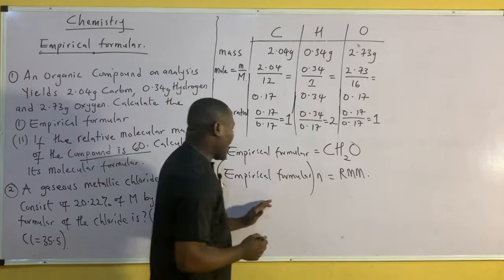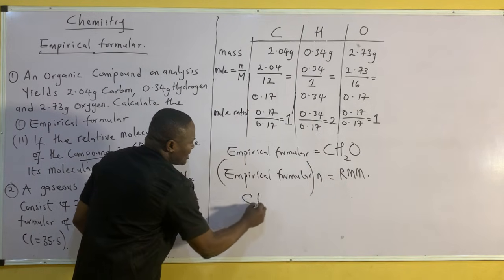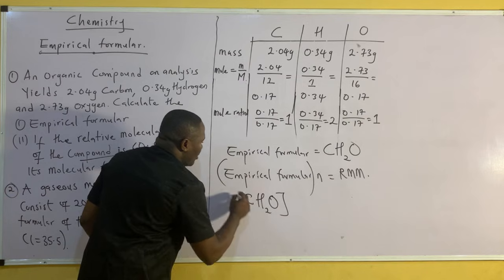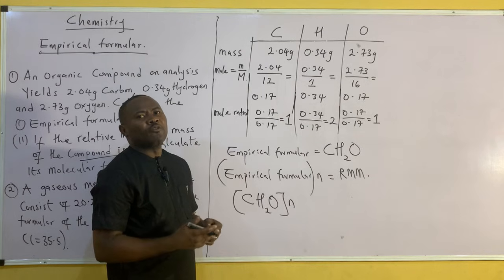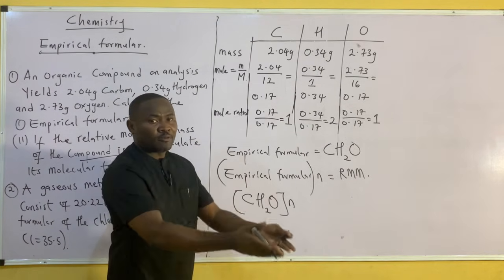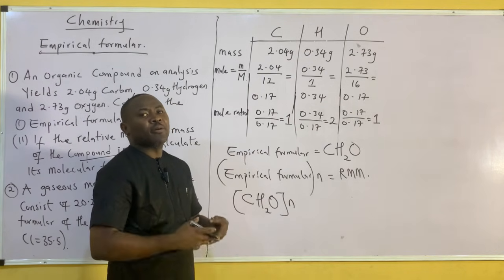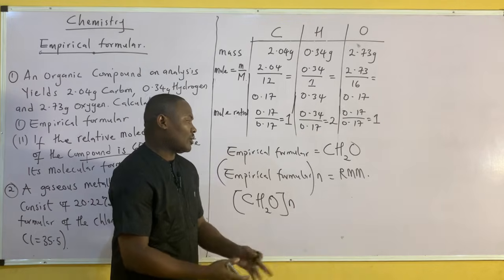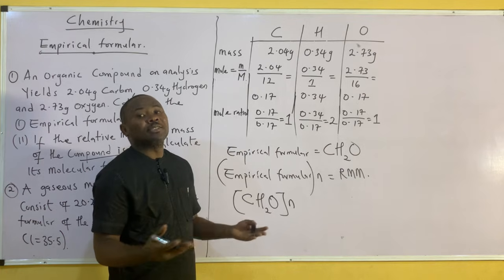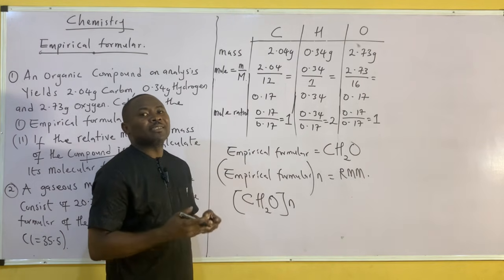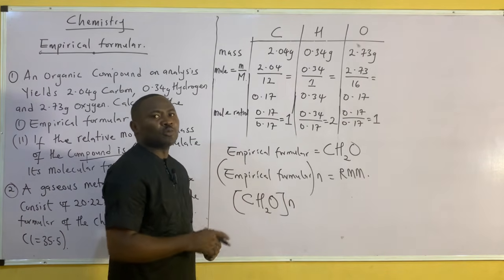So now I know my empirical formula. I will say CH2O bracket N. N is the number of repeating units of the empirical formula in the molecular formula. The molecular formula is the actual formula. So to know the number of empirical formula units in that molecular formula, that's what this N is doing for us. More than one compound may have the same empirical formula but not the same number of repeating units in its molecular formula.